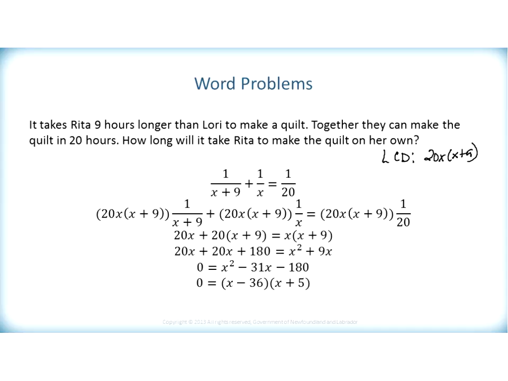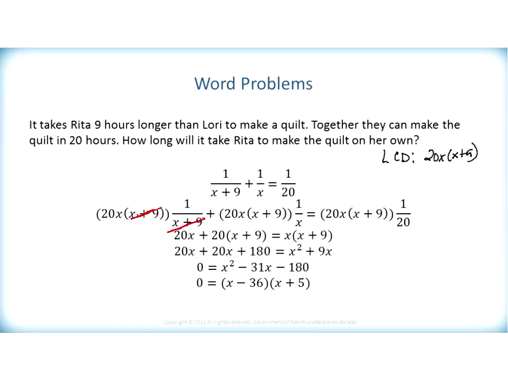So we'll multiply each one of the terms: 1 over x plus 9 multiplied by the lowest common denominator, 1 over x multiplied by the lowest common denominator, 1 over 20 multiplied by the lowest common denominator. We can cancel the common factors. Here in the first term, we have x plus 9.